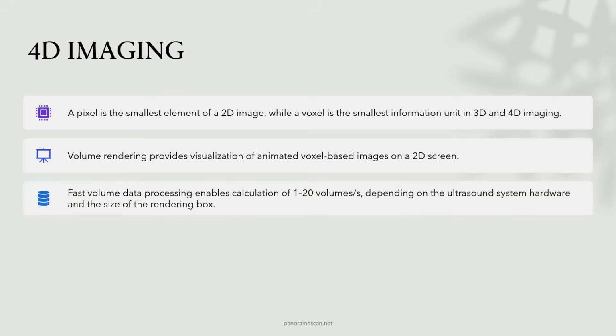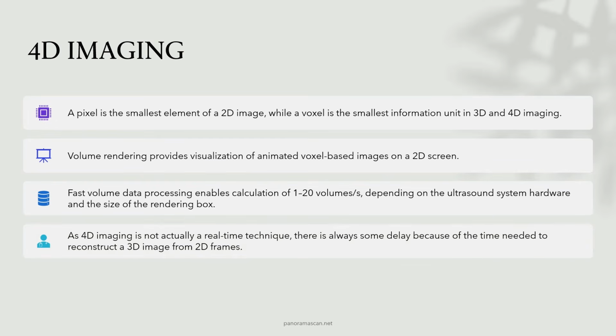One of the key benefits of modern ultrasound technology is fast volume data processing. This allows the ultrasound system to capture and display multiple volumes per second. Depending on the system hardware and the size of the rendering box, modern systems can process anywhere from 1 to 20 volumes per second. This speed is crucial for maintaining a smooth, continuous image and ensures the system is capable of capturing fast-moving structures, such as a beating fetal heart.